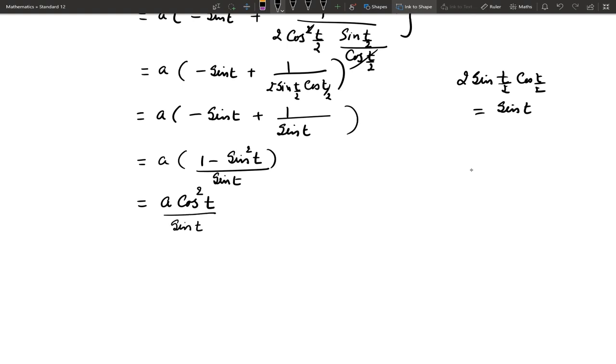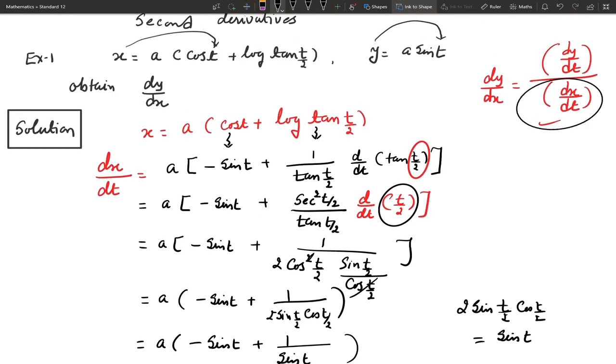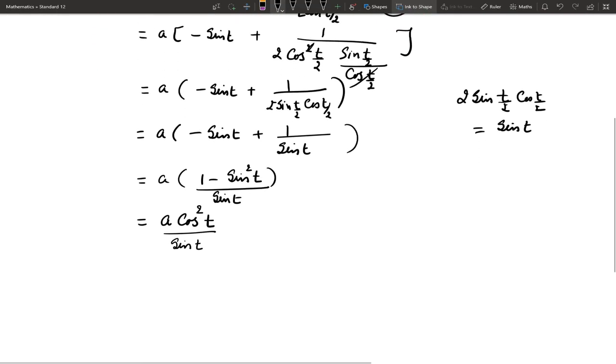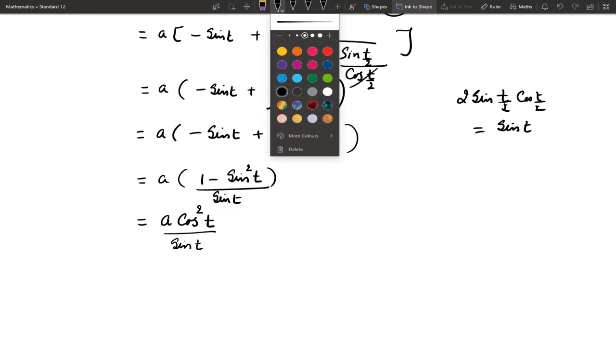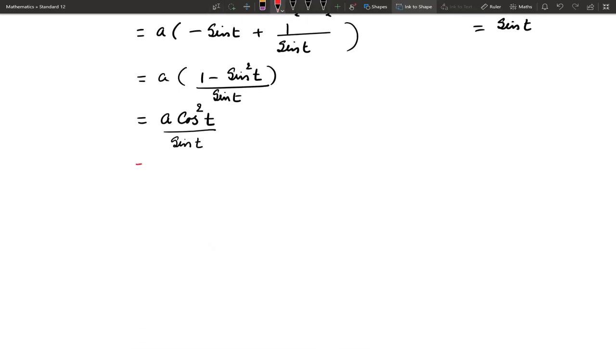And we put a condition: since dx by dt is in the denominator, we have to put the condition that it is not equal to 0. So always put this condition, since it is in the denominator, we put the condition not equal to 0. We assume that it is defined on a proper domain, so it is not 0.